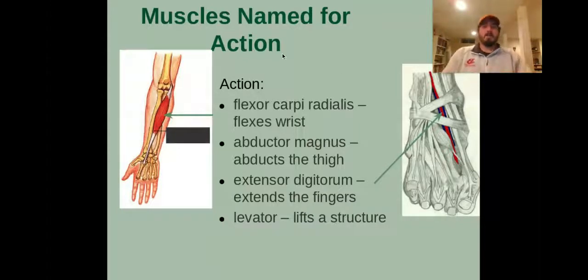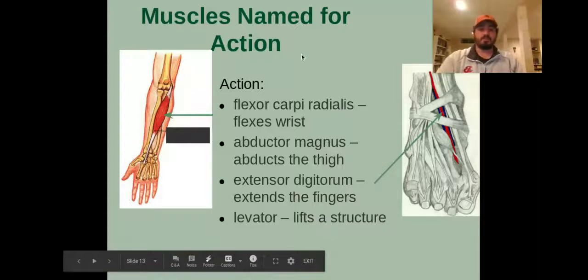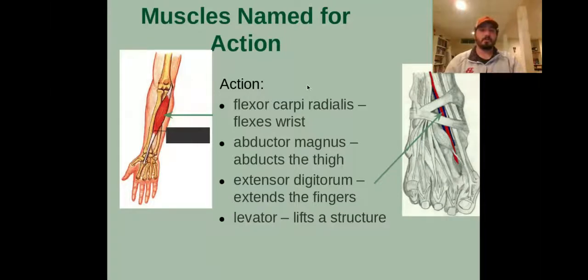Abductor magnus abducts the thighs, and we'll talk about what that word means in a second. Extensor digitorum extends the fingers. Flexor digitorum flexes the fingers. Levator lifts a structure. So all these actions can be incorporated into muscle names too. And so I think we hit our seven naming schemes for muscles.